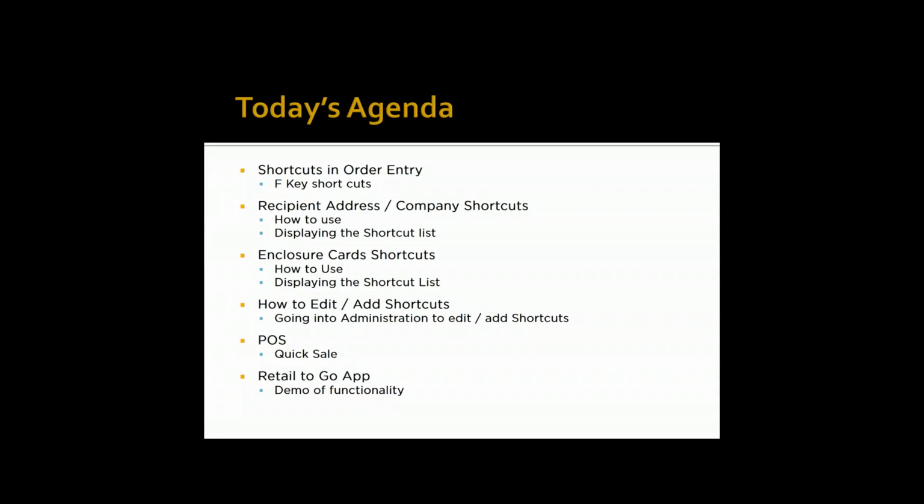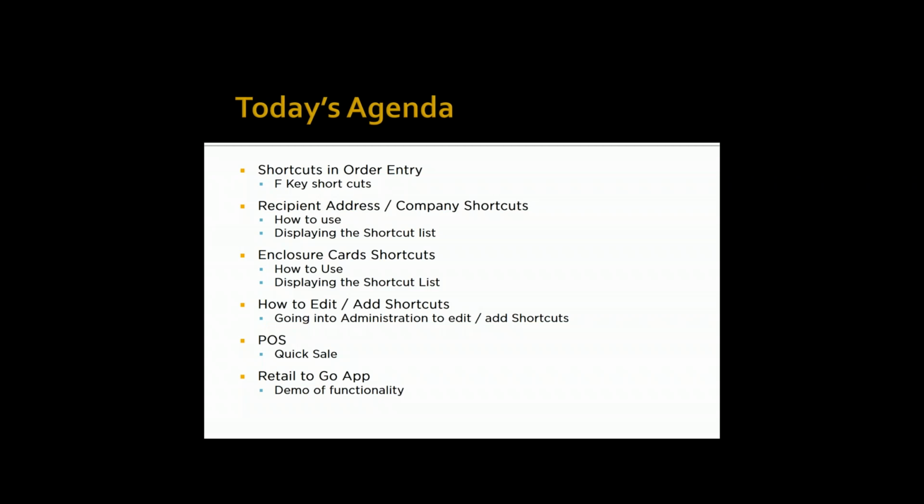So today I'd like to go over several things as far as the shortcuts. This is going to be a short and sweet webinar today, hopefully being able to show you some shortcuts that you guys will be able to use, and a lot of people do not know that even exist inside of Mercury. First off, we're going to show you the shortcuts in order entry. These are the F keys, which allow you to jump from area to area in the order entry process, making it easier so you don't have to even touch the mouse when you're taking an order.